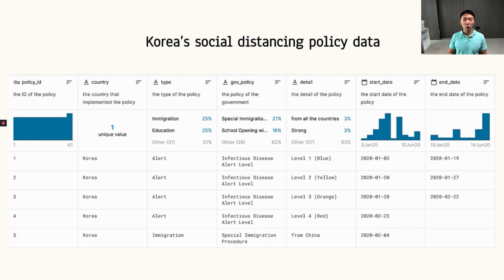Next, as more researchers are trying to identify the effectiveness of social distancing policies, we've included data on the social distancing policies enacted by the Korean government.